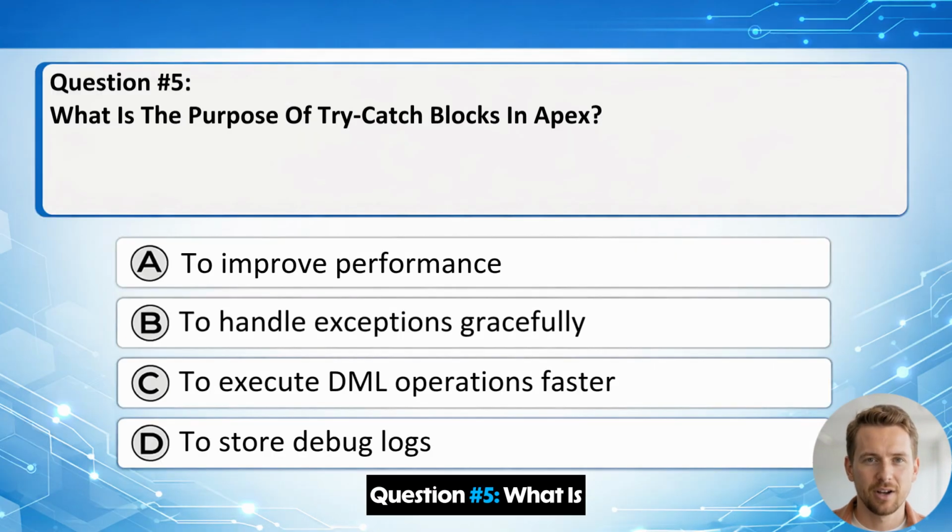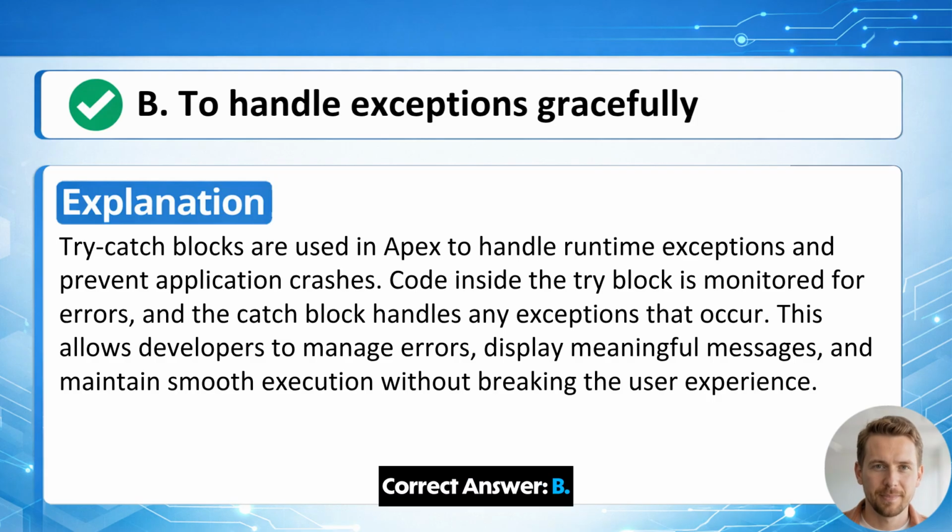Question number 5. What is the purpose of try-catch blocks in Apex? A. To improve performance. B. To handle exceptions gracefully. C. To execute DML operations faster. D. To store debug logs. Correct answer, B. To handle exceptions gracefully.